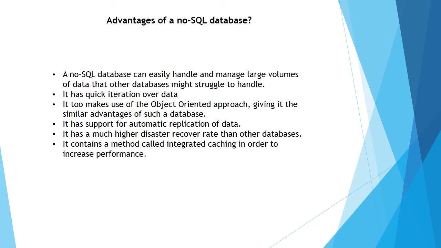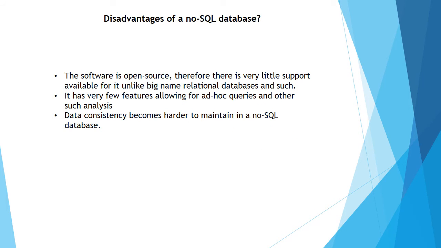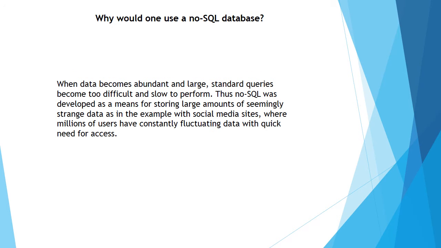The software, however, is open source and therefore little support is available for it, unlike big-name relational databases and such. It has very few features allowing for ad hoc queries, and data consistency becomes harder to maintain in a NoSQL database. When data becomes abundant and large, standard queries become too difficult and slow to perform. Thus, NoSQL was developed as a means for storing large amounts of seemingly strange data, as in the example of social media sites, where millions of users have constantly fluctuating data with quick need for access.